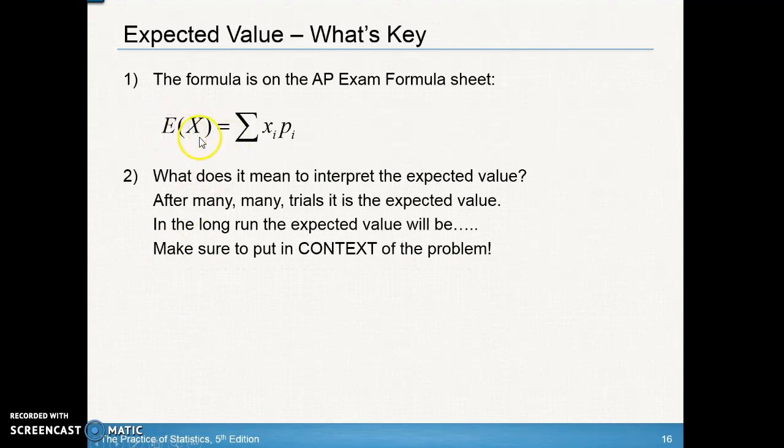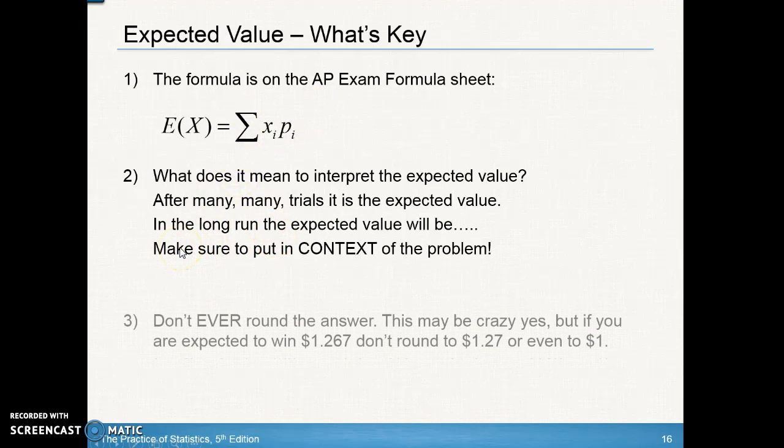Number 1, you will see this expected value on the formula sheet, so just understand that this is the summation of your random variable times its probability for each individual value in that table. If you're asked to interpret the expected value, what does that mean? That means after many, many trials, that's the expected value, that's the average. So in the long run, that's what you want to state: in the long run, after playing roulette many, many times, I would expect to win blank. Just make sure you put it in context of the problem.